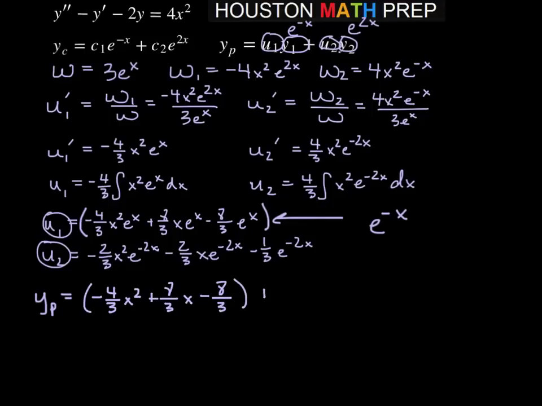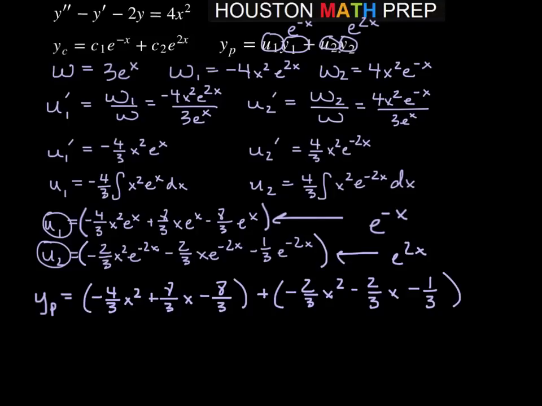And then plus our u2 times y2. So here, what we would end up doing, multiplying in y2, which was e to the 2x, into that, eliminating all of the e to the minus 2x terms. So that would then give us negative 2/3 x squared minus 2/3 x minus 1/3 when we did u2 times y2. And then you'll notice we have some like terms in all of these.